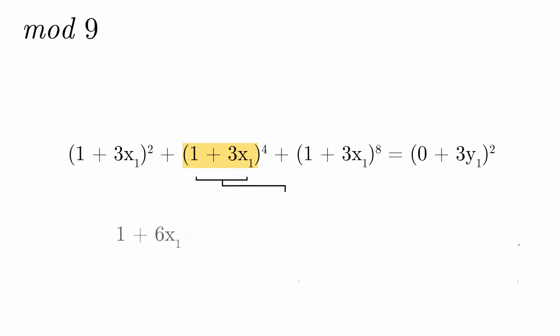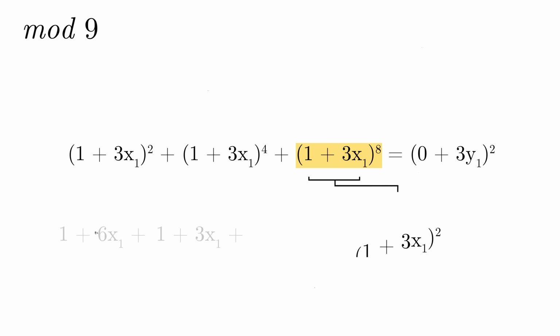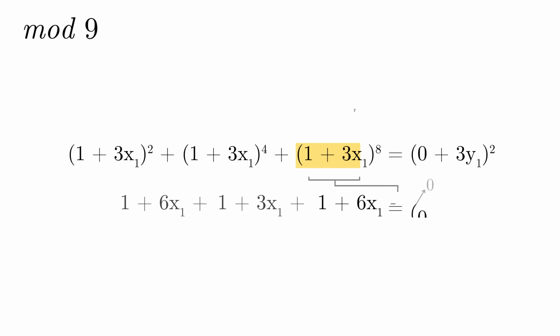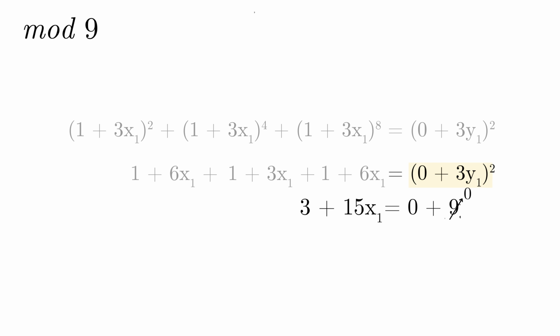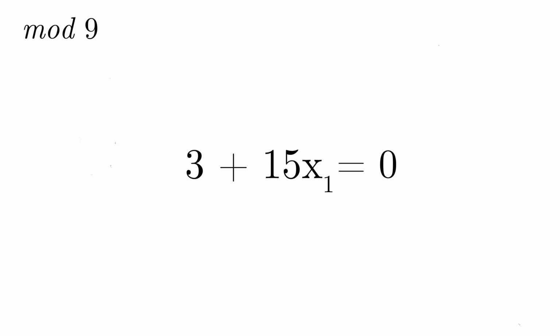The next term is just the first term squared, so that equals 1 plus 12x1 plus 36x1 squared, but 36 is 9 times 4, so that's 0 mod 9. And 12 mod 9 is 3, so we have 1 plus 3x1. The final term is just that squared, so 1 plus 6x1 plus 9x1 squared. Again, the last part is 0, so on the left-hand side we have 3 plus 15x1. And on the right-hand side we have 0 plus 9y1 squared, which is also 0 because it contains a factor of 9. So 3 plus 15x1 equals 0.